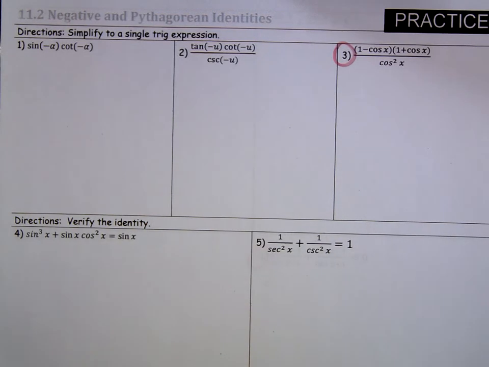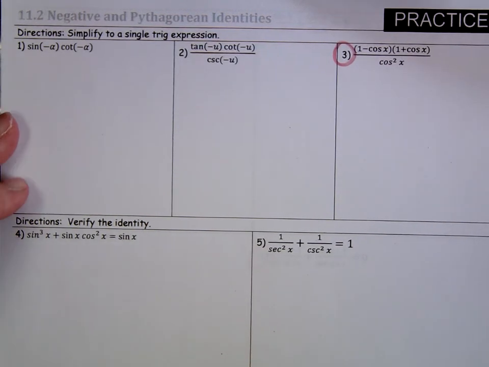Hello pre-calculus kids. Today I want to give you some extra examples from the practice problems from section 11.2 on negative and Pythagorean identities. I'm going to pick and choose some of the ones that I think might be a little more challenging. The first one is not that challenging, but some of the others are.